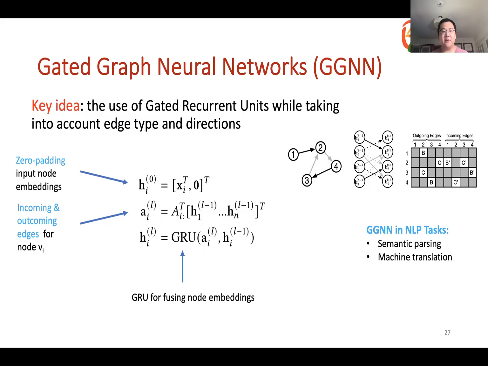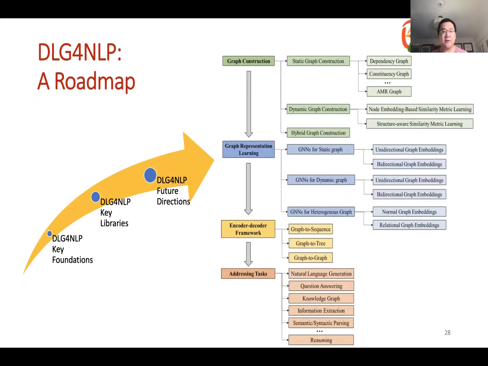As I mentioned before, gated graph neural networks is the first modern graph neural network. Another special thing about the GGNN is that it can not only generate an embedding for a node, but also generate a sequence of embeddings. This method has been widely used in semantic parsing and machine translation.